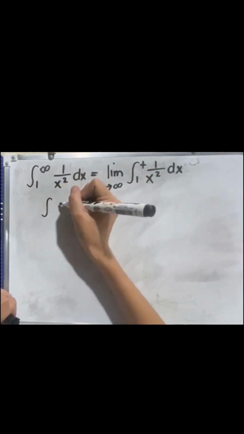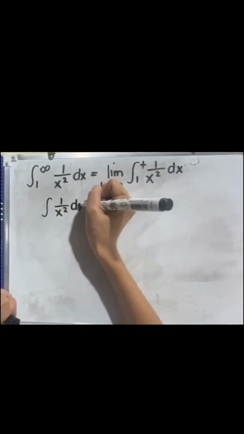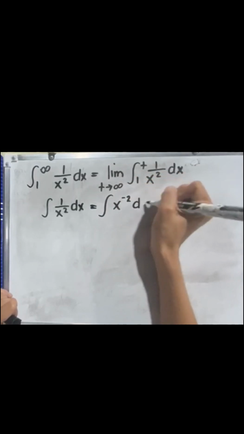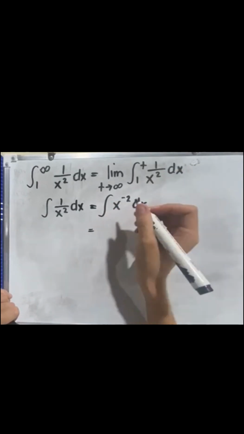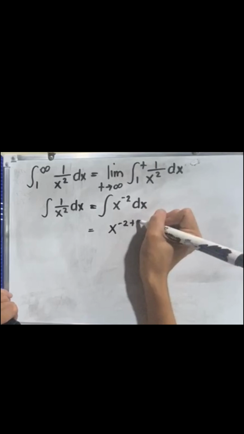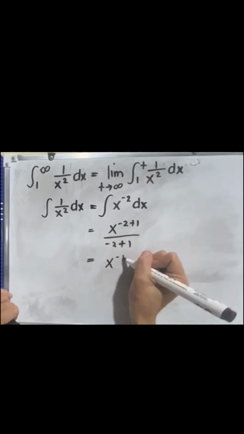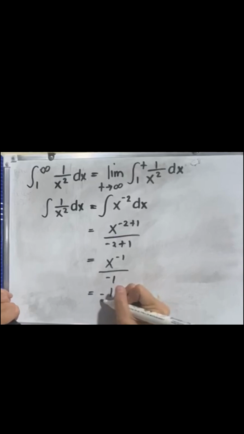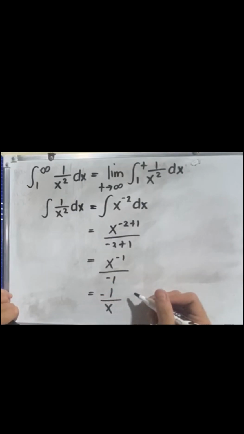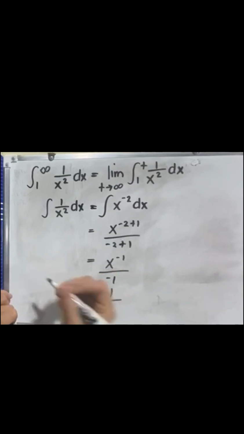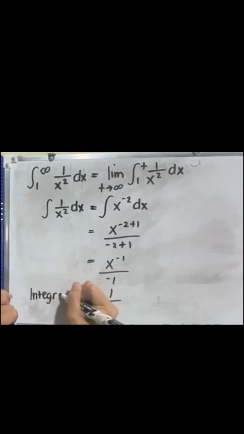Okay, now let's integrate our equation, which is 1 over x squared dx. We raise x squared, which becomes x raised to negative 2 dx. So let's integrate: x raised to negative 2 plus 1 over negative 2 plus 1. The answer is x raised to negative 1 over negative 1. So we lower x again, and our final answer is negative 1 over x. That becomes our new equation: the limit of the integral of negative 1 over x from 1 to t, where t approaches positive infinity.